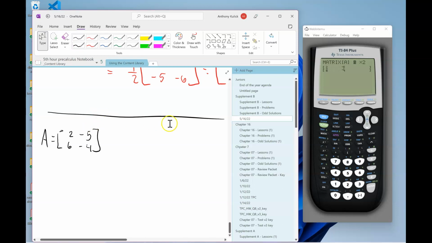Okay. Let's press second and the matrix button again. Move back over to the Edit tab, and this time select matrix B. And we're going to make matrix B 1, -3, +3, and -5.